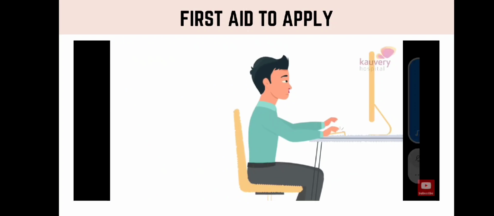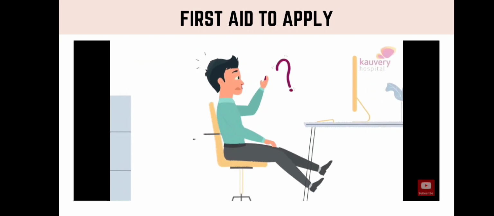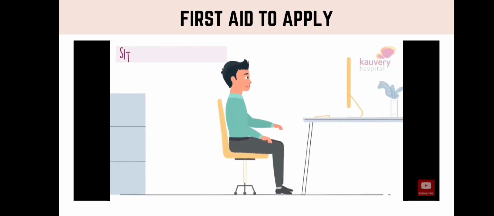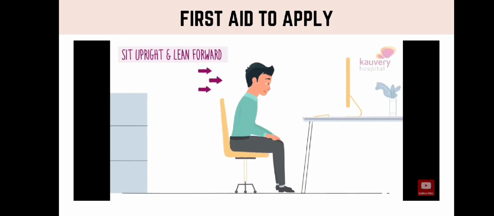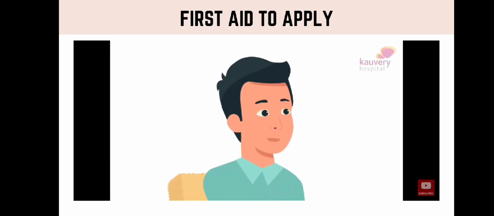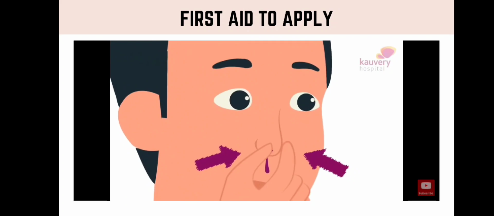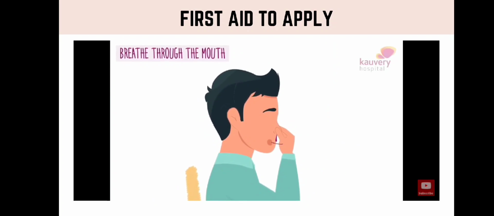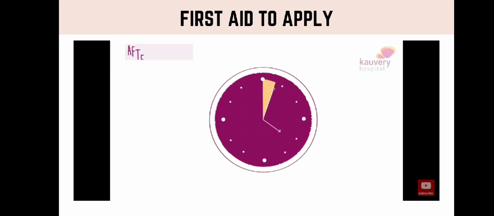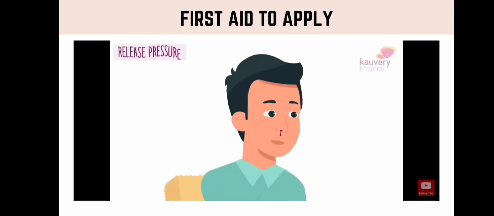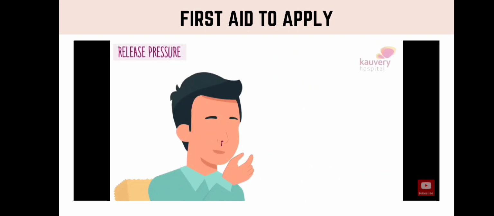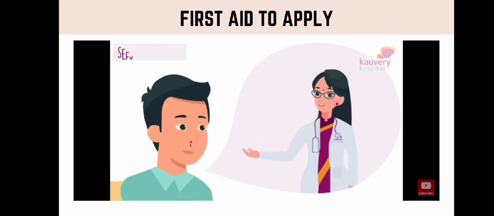When there is bleeding from either or both nostrils, how do you handle it? Sit upright and lean forward. Pinch your nose. With thumb and index finger, apply pressure on the soft part of nostrils below the nose bridge. Continue applying pressure until the bleeding stops. Try to breathe through the mouth while nostrils are pinched. After 10 minutes, release the pressure on the nostrils and check if the bleeding has stopped. If bleeding persists, seek medical aid.